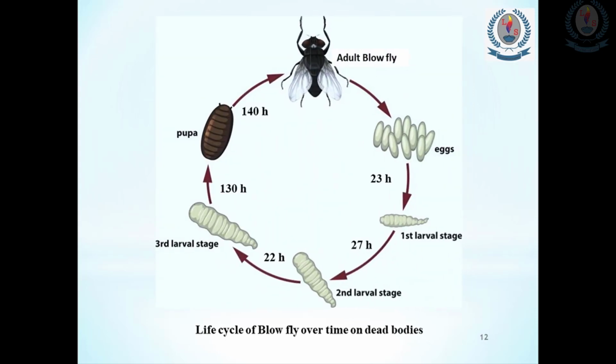Now this is the life cycle of blowfly over time on dead bodies. So if we found the body after like 23 hours, we can observe the first larval stage. After like 130 hours, what we can observe is the pupa. Right? So likewise, we can use the stages of these organisms to estimate the time of death.